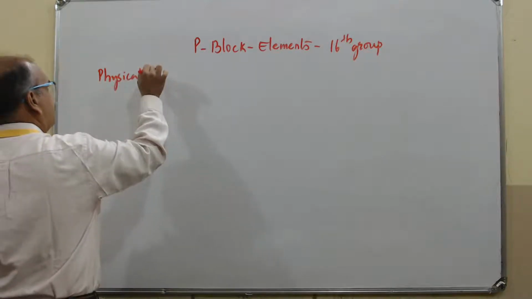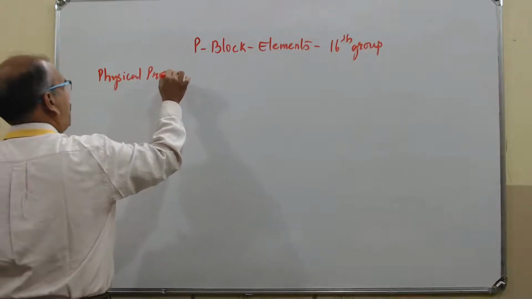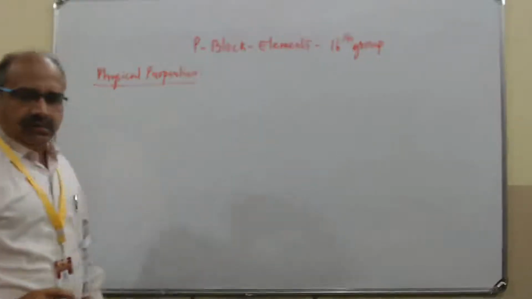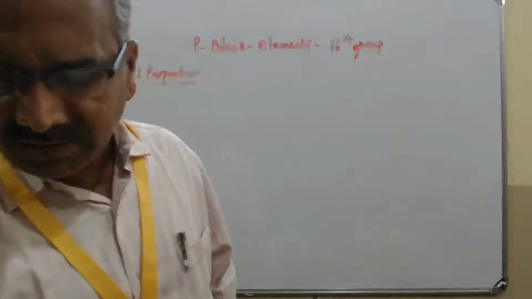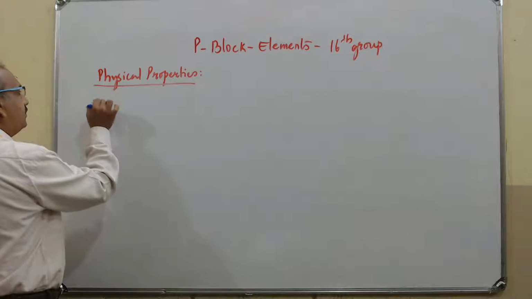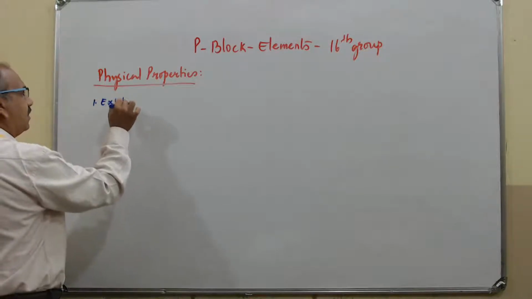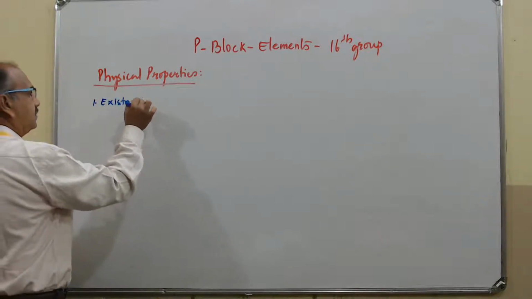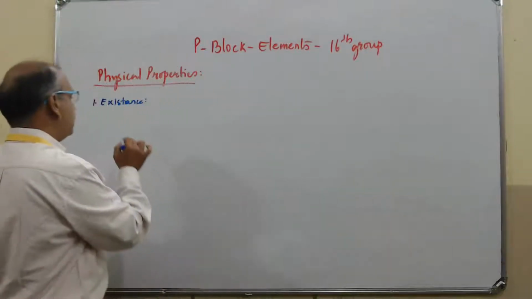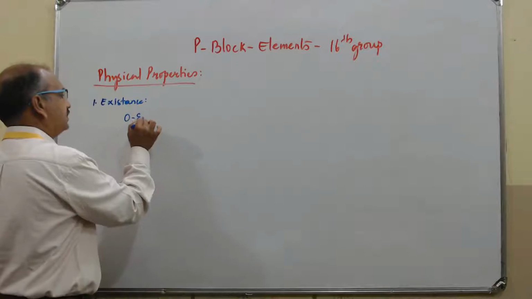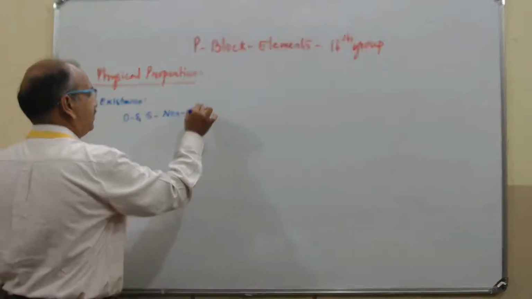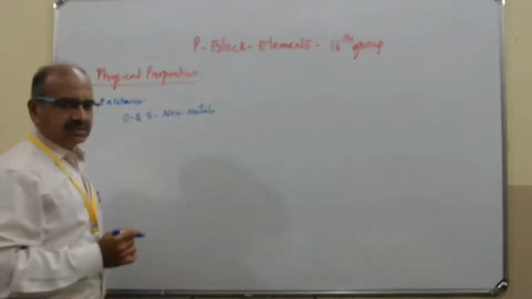Physical properties. In the physical properties, the first one is the existence, or occurrence: in what form are they existing? Oxygen and sulfur, they are non-metals.